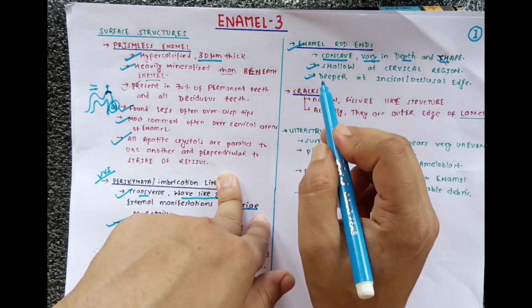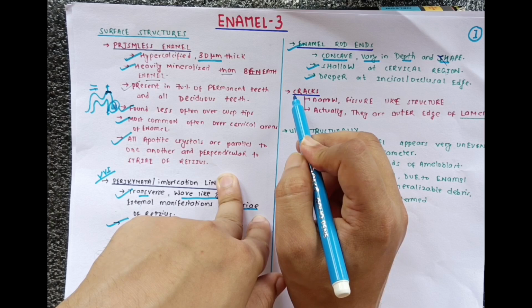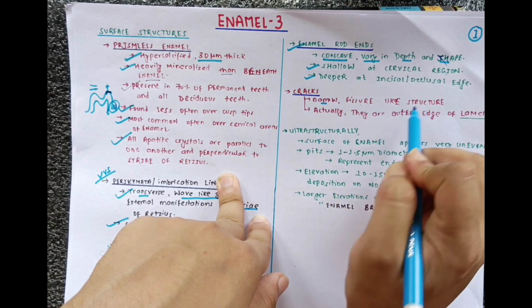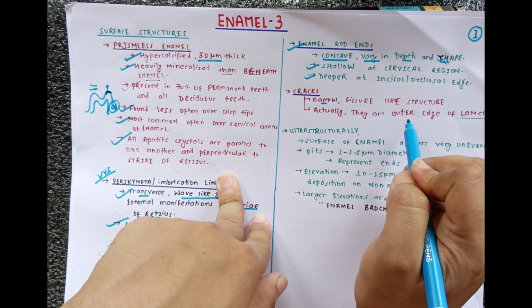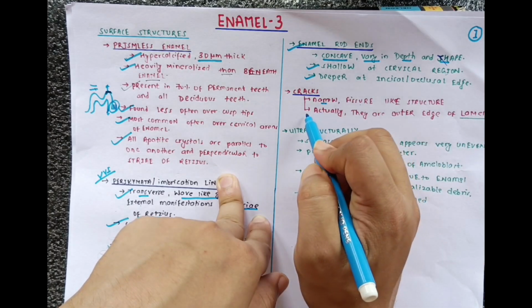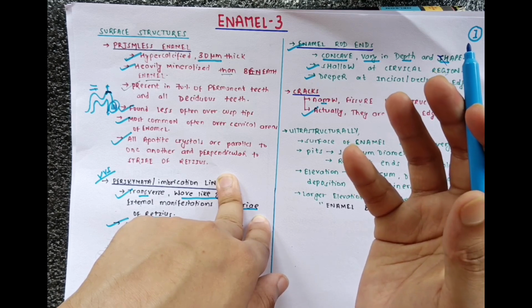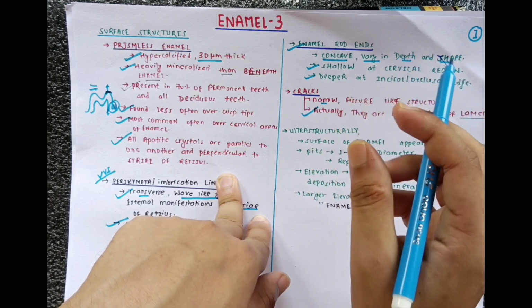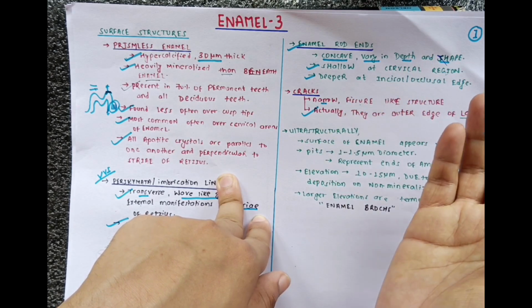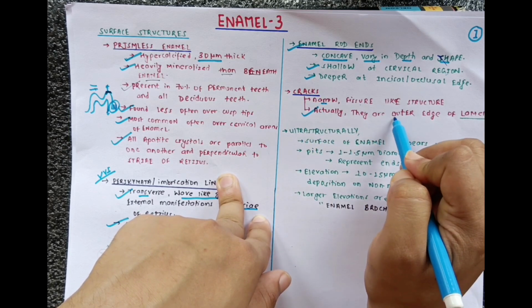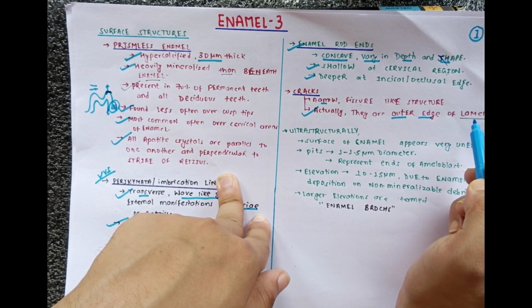Okay, deeper rod ends. Now we will study about the cracks. Cracks are narrow fissure-like structures. They are the outer edge of the lamellae. So this point wants to tell us that they are actually the external manifestation of the enamel lamellae, and I will be dealing with the enamel lamellae later. But simply understand that cracks are just the outer edge or the external manifestations of the enamel lamellae.